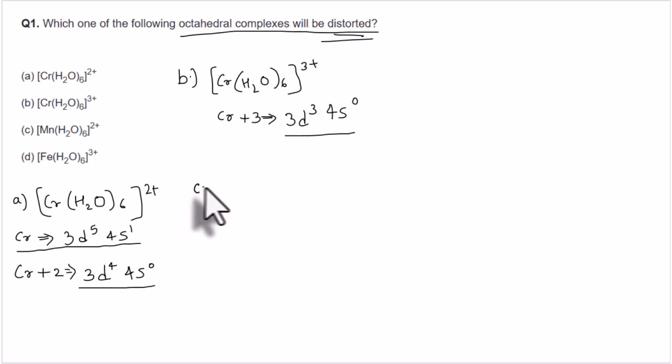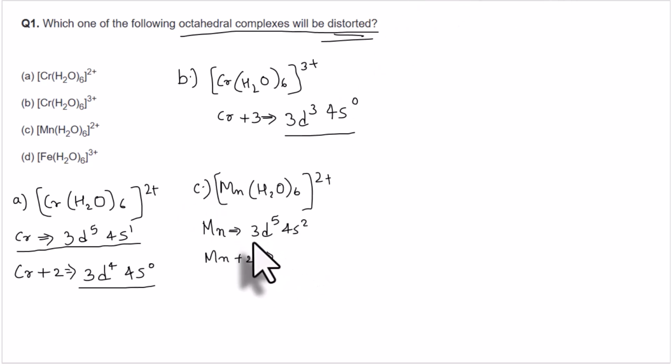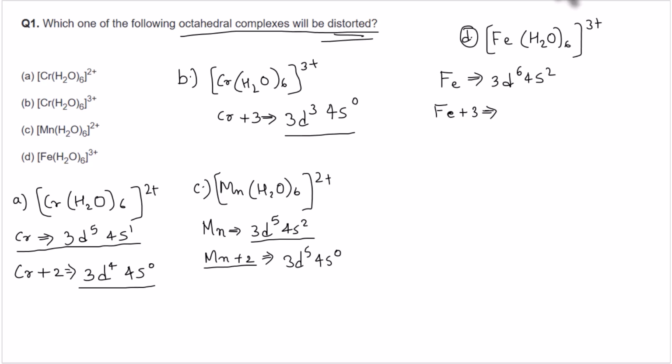Now moving on to the manganese complex. The electronic configuration of manganese is 3d5 4s2, we all know that. And in the oxidation state of plus 2, it becomes 3d5 4s0. Now the last option is Fe(H2O)6 3+. Iron in the ground state has 3d6 4s2 valence electronic configuration. In the plus 3 state, it should be 3d5 and no electrons in the 4s orbital.